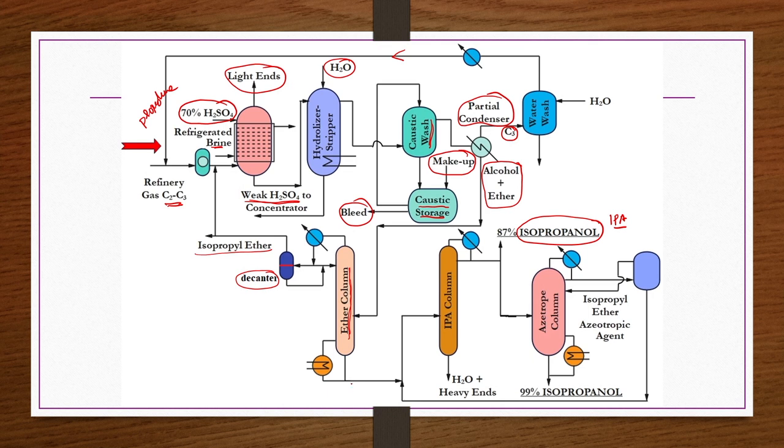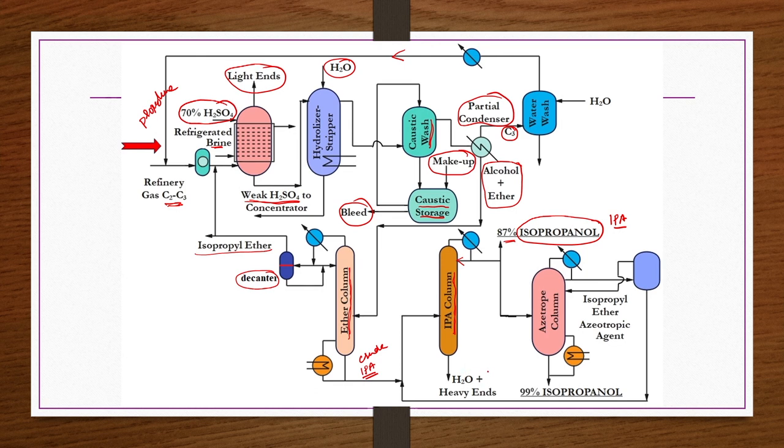From the bottom of the ether column, primarily you will have IPA, isopropyl alcohol or isopropanol, plus some heavy ends plus water, etc. Here you can call this IPA the crude one. You take this to an IPA column, where you do the fractionation, maintaining conditions such that most of the IPA goes as the top product. You partially condense it and reflux some of it back if the concentration is not up to 87 to 88%. When the concentration of IPA in the top becomes approximately 87 to 88%, you can completely condense it and take it as a product.